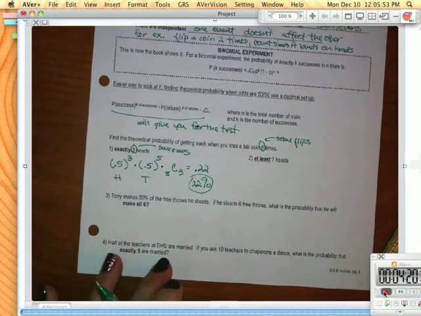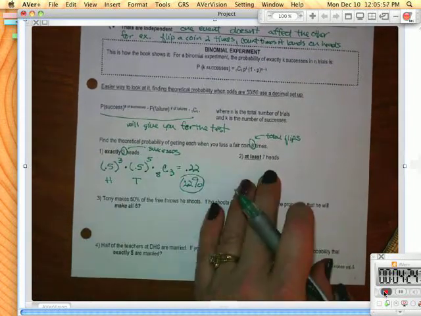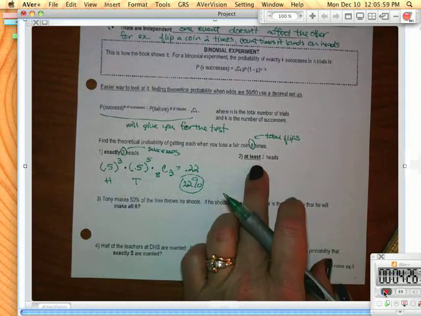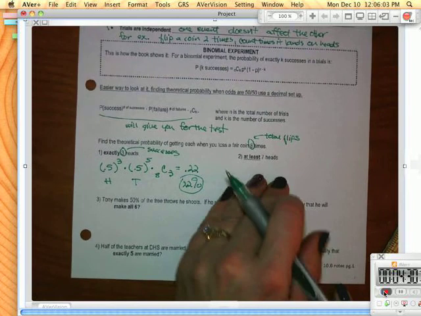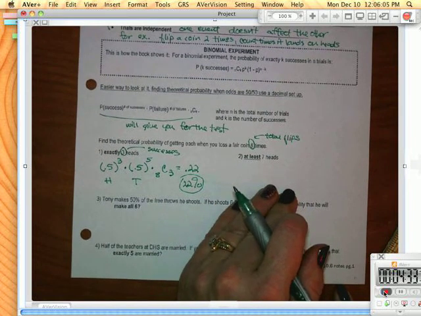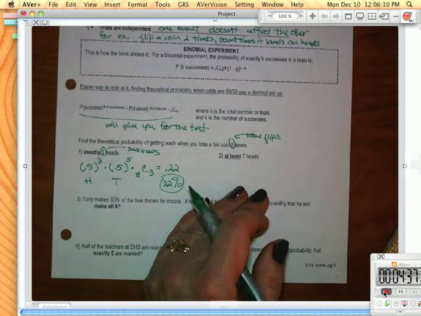All right. Now I want to know the theoretical probability of getting at least 7 heads. That means out of the 8 tosses, I want 7 heads or 8 heads. I want to find out the chance of that happening. So you have to do it 2 different times, and since they're disjoint, you're going to add them together.